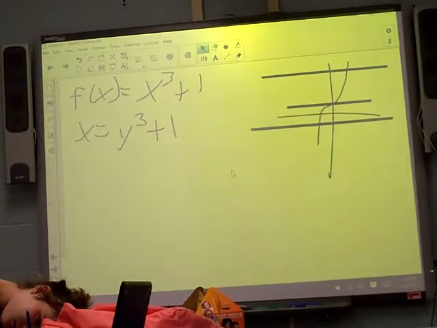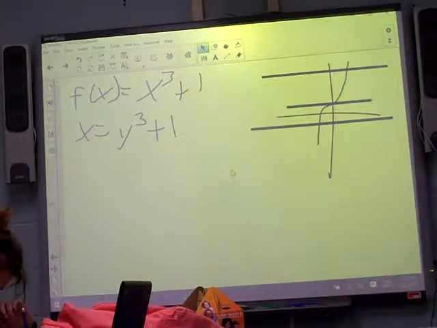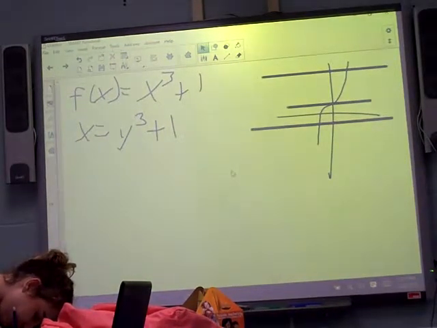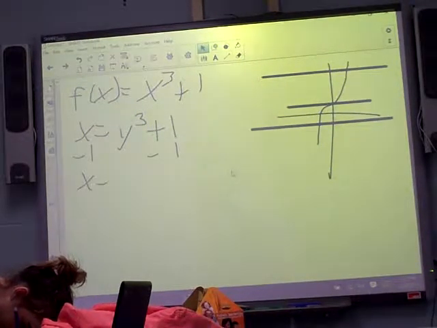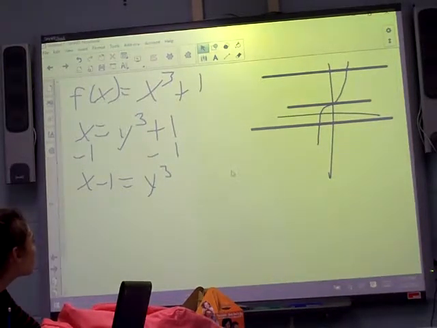Now, after we switch the variables, what do we need to do? Solve. Very good. We're solving for y. How do we start that? Good, Chase. How do we start solving for y? Take the one to the other side. I like it. X minus 1 is y cubed. Hey, stop it. What do I do now?